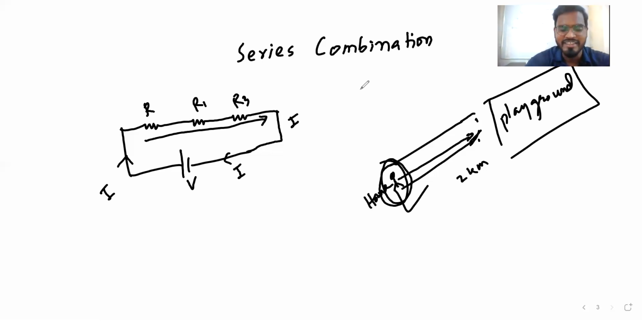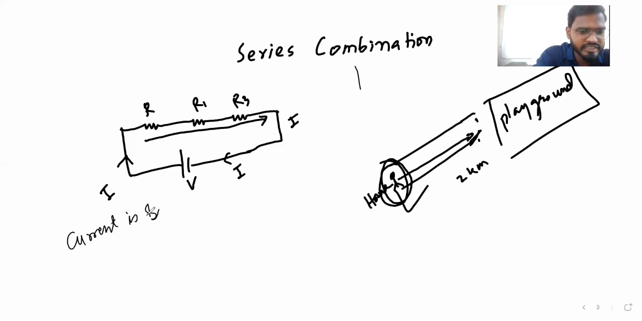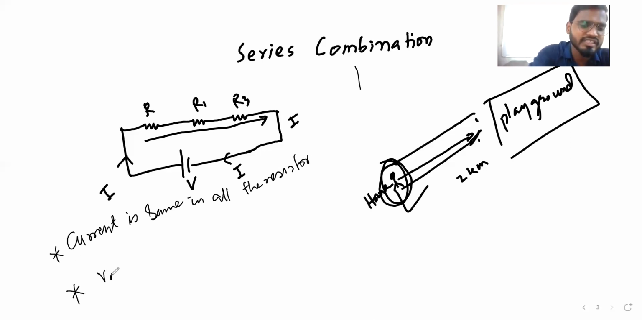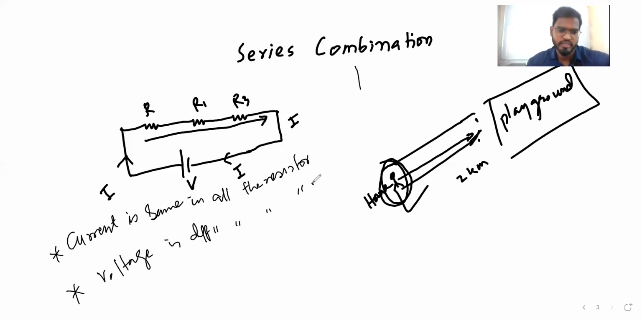You can write by your own: when the current will not get confused, that type of combination is series combination. It means current is the same in all the resistors. Second, voltage will drop, so voltage is different in all the resistors. Current is the same in all the resistors, and voltage is different in all the resistors.